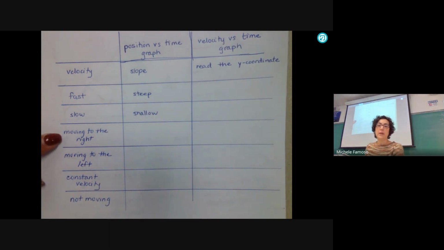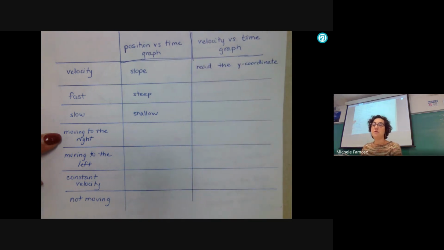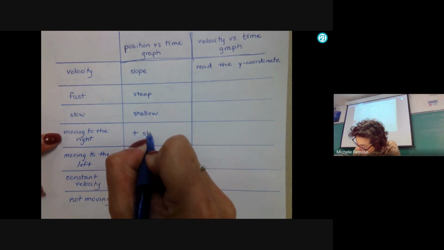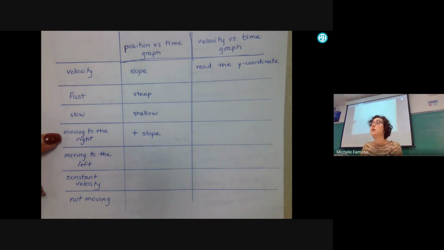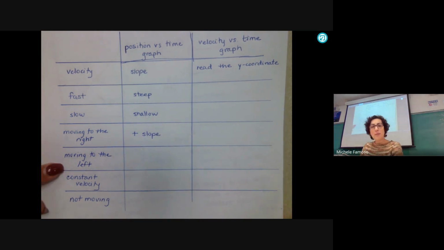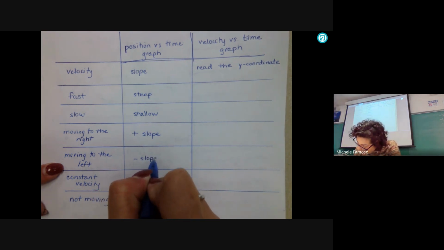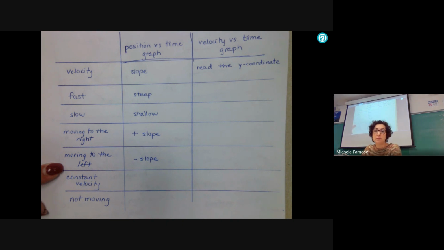Let's keep going. If you're moving to the right on a position time graph, how do you know you're moving to the right? Emily? What's positive? Yep, so it's a positive slope. The graph goes up, in other words. What about if you're going to the left? That's right. This graph is coming down. It has a negative slope.